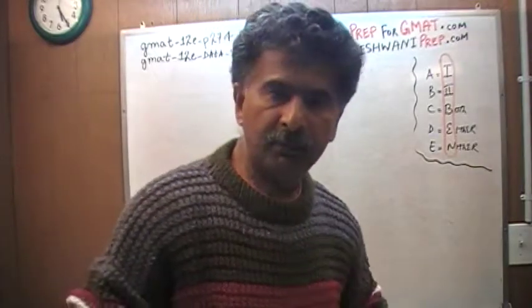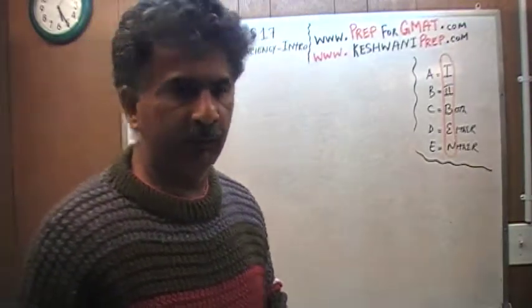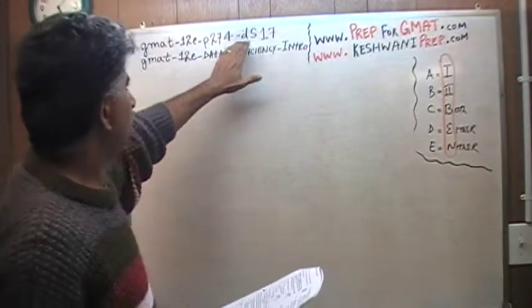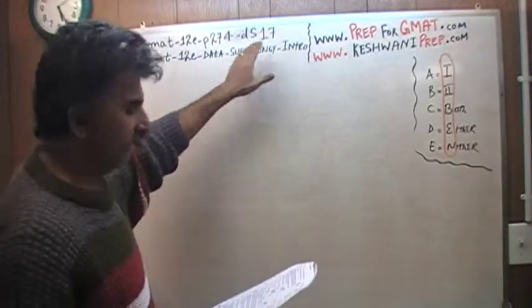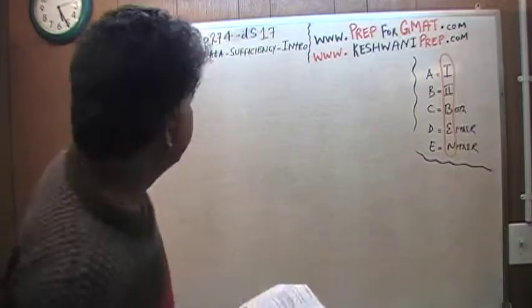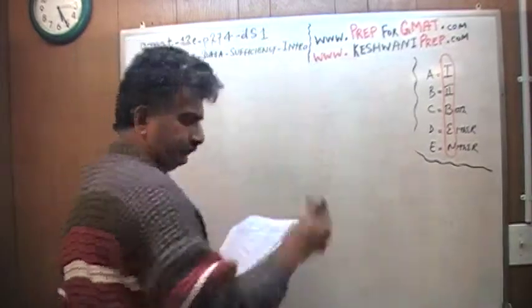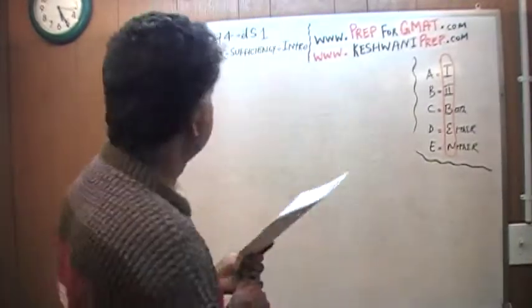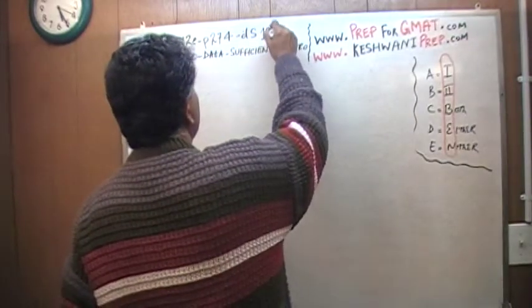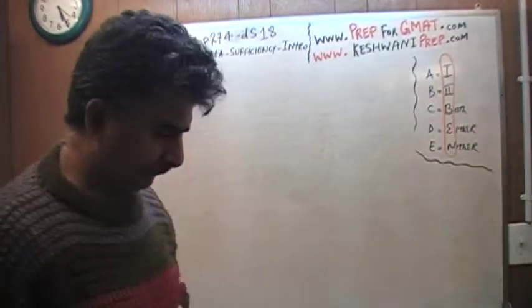The problem that I'm about to solve is the one that you're going to find on page number 274, data sufficiency problem, hence the DS, number 18. Number 18, let's take a look at it.